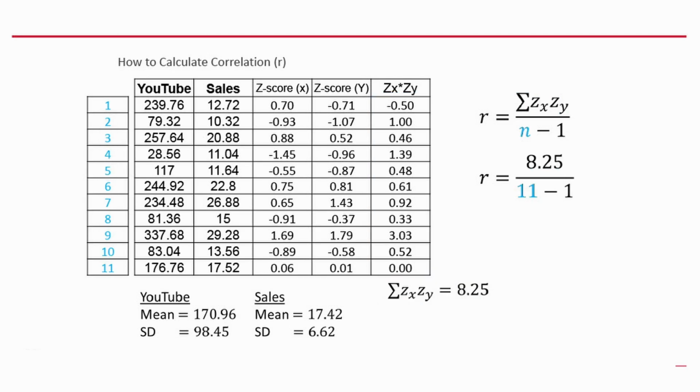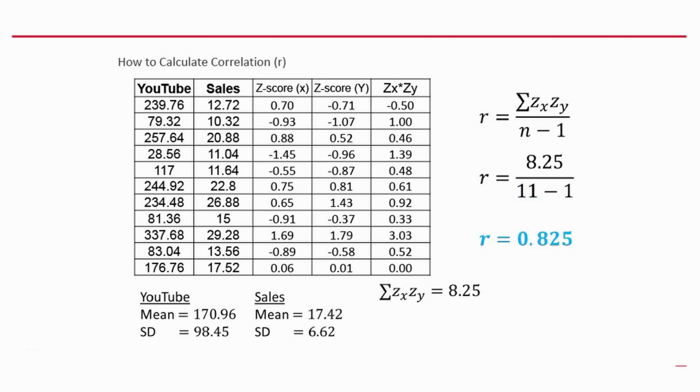And then the last thing I need to do in my formula is divide by how many I have minus 1. I have 11, so I'll divide by 11 minus 1, or 10. And that will give me my final answer of 0.825. So my correlation coefficient for YouTube and sales for the first 11 rows is 0.825.